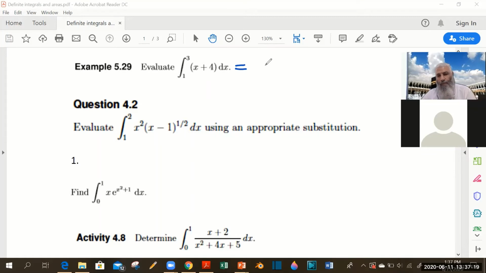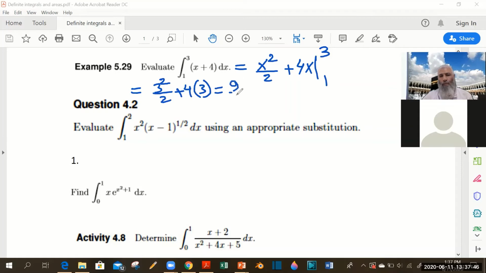I think here we can do the same. It will be x squared over 2 plus 4x, from 1 to 3. And here we have 3 squared over 2 plus 4 multiplied by 3, which means 9 over 2 plus 12. This is 4.5 plus 12, and it's 16.5. Oh yeah, sorry. Right. That's it? Okay.